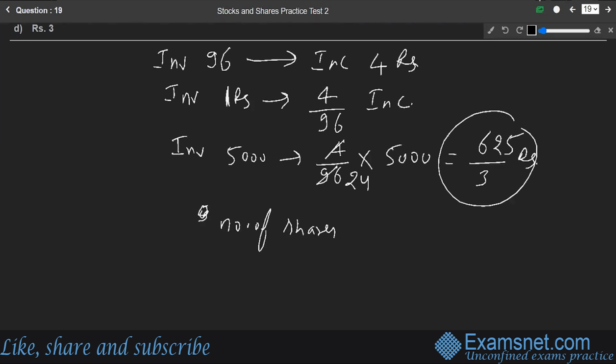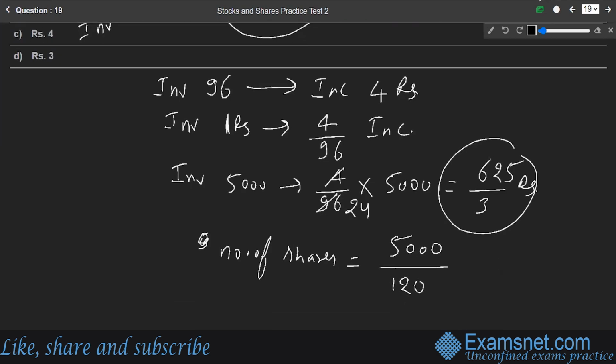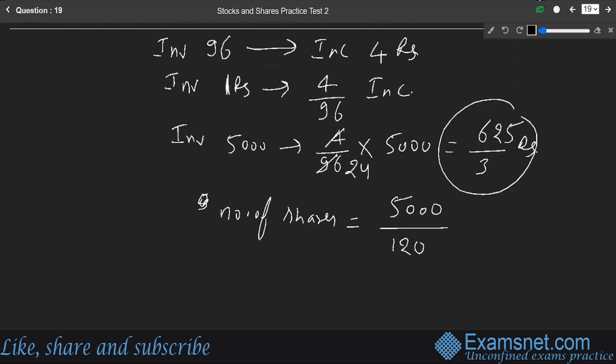The share is available now at 120 rupees. So the number of shares will be the total investment, 5,000, divided by the market value of each share, that is 5,000 by 120. These many shares they are buying, and each share is giving 5% stock, that is 5% dividend. So 5 rupees is the dividend on one share. So what is the total dividend? Total dividend is nothing but 5 times the total number of shares, that is 5,000 divided by 120.